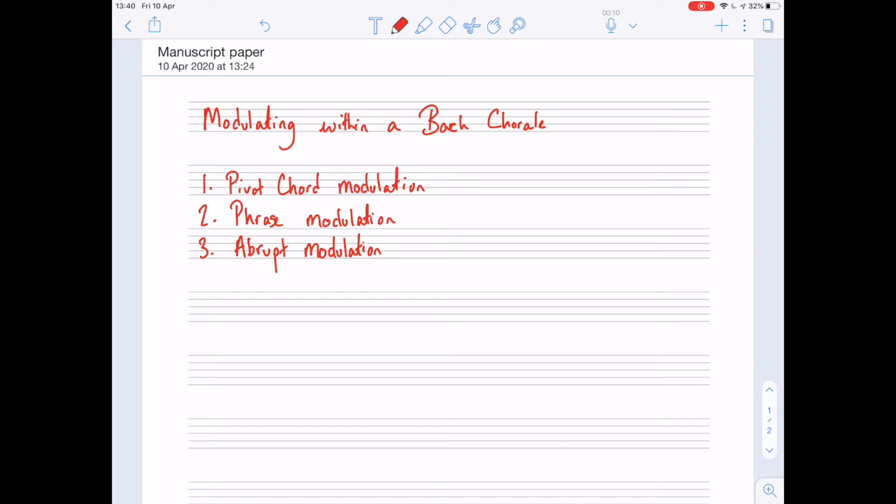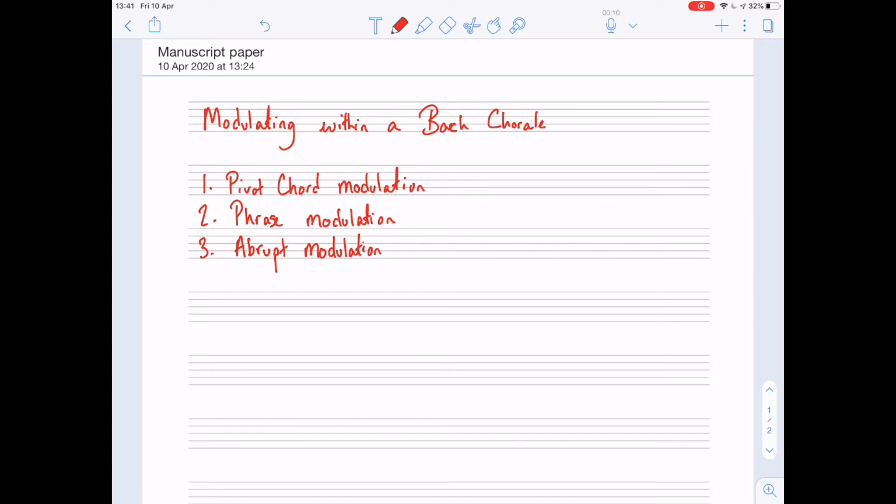So pivot chord modulation is achieved by using a pivot chord, and a pivot chord is a chord that both keys have in common. Phrase modulation is where a new phrase just launches straight into the new key, and that lasts for the entire phrase. And abrupt modulation is when a chord of the destination's dominant group, so that's chord 5, 5, 7, or 7 diminished 7, appears with no intervening pivot chord. So it's that 5, 5-7, or 7 diminished 7 to 1 movement that creates sort of a passing modulation.